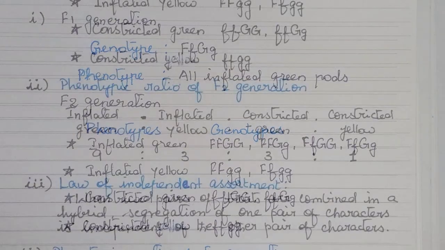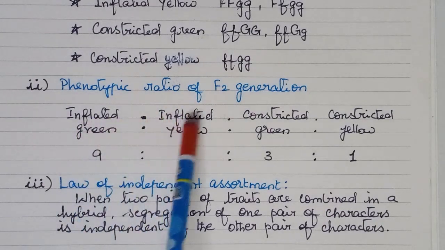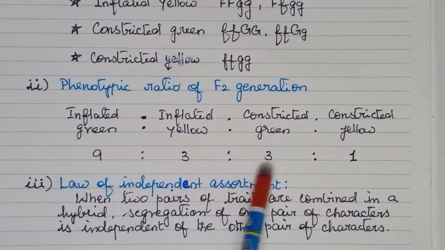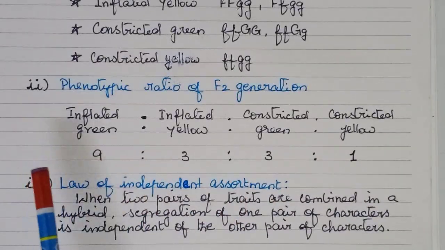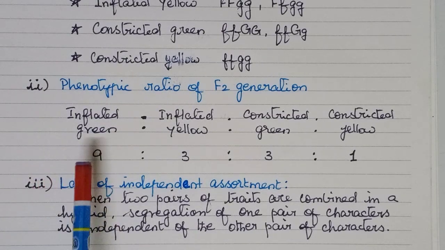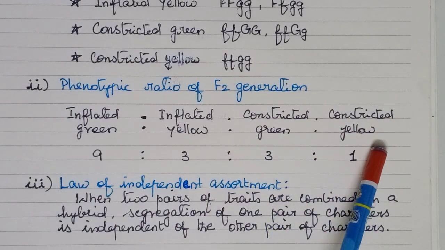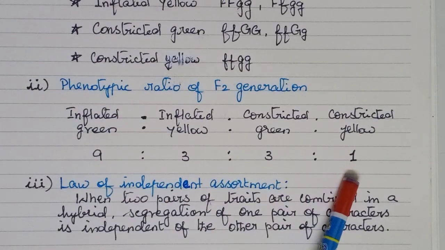Let's see that. Whenever you write the ratio, you mention all the different phenotypes and then you write the ratio, so that it will be clear. Your answer will be precise and clear. Here it is: inflated green, inflated yellow, constricted green and constricted yellow. 4 different types of phenotypes we have got, and the ratio is 9:3:3:1.